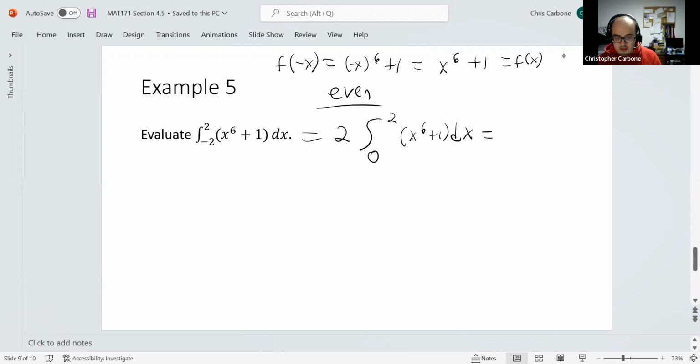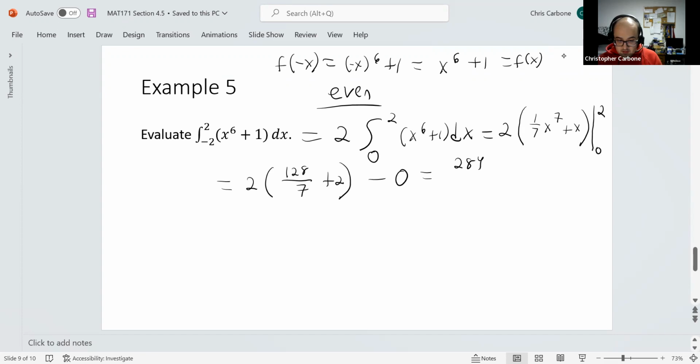So that would give us 2 times, this is going to be 1/7 times x to the 7th plus x, and this will be evaluated between 0 and 2. So 2 times 128/7 plus 2. And if we subtracted the values at 0, since both of those terms are 0, it would just be 0 anyway, so minus 0. This will make 284 divided by 7.